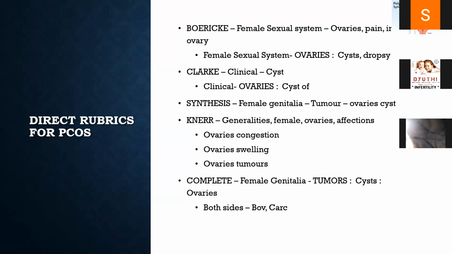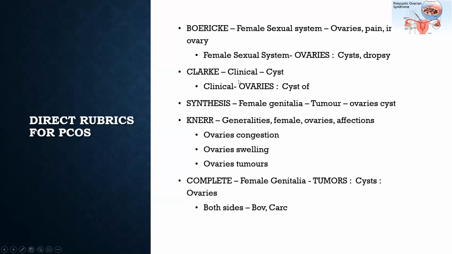Then Clarke's repertory, if we go, it is clinical cyst and clinical ovaries cyst of. These are the two things which are given in Clarke's repertory. Synthesis repertory, I'll talk later. Then we'll go to the Knerr repertory. Under Knerr repertory, the chapter generalities, female ovaries affections. There is one particular rubric like that. You can take that. Then ovaries congestion, ovary swelling, ovaries tumors. These are important.